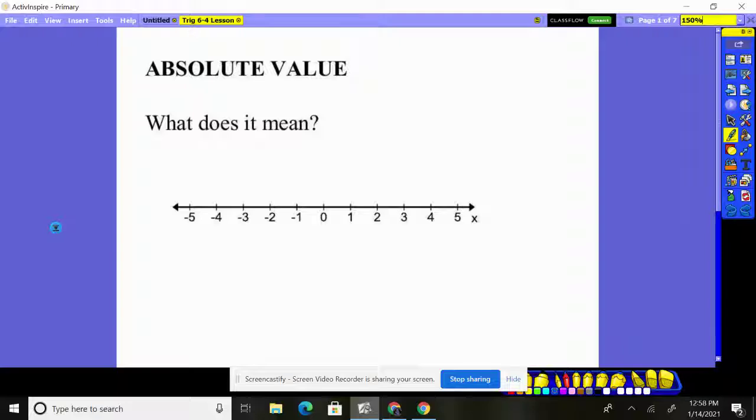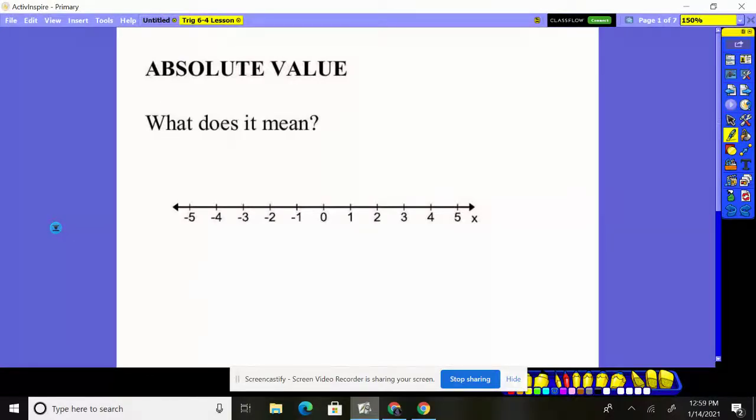All right, we want to talk about absolute value. So, what does the absolute value mean? Now, when you're first taught this, you are usually taught to think about a washing machine. And we say, hey, when you put clean clothes into a washing machine, they still come out clean. When you put in dirty clothes, they come out clean.